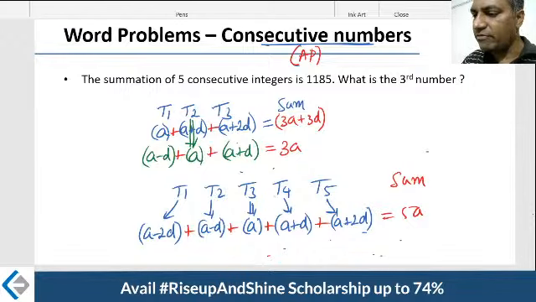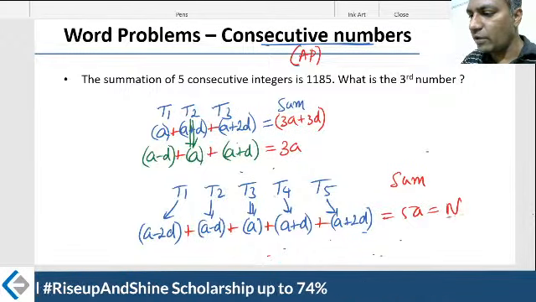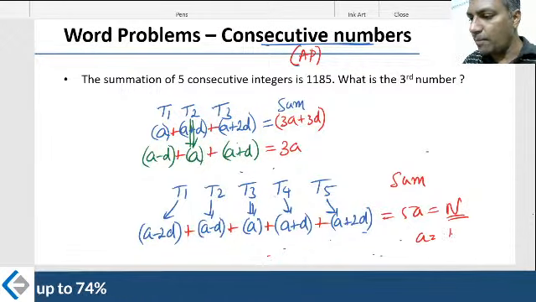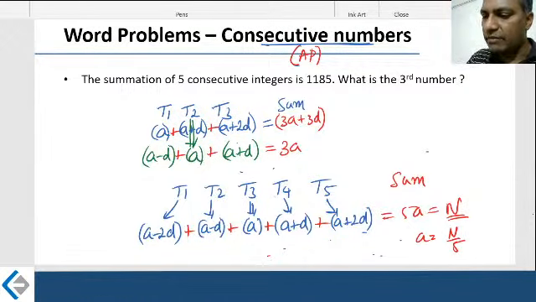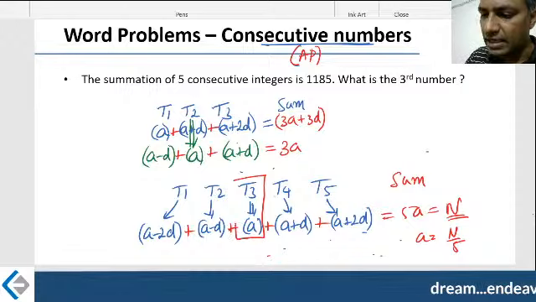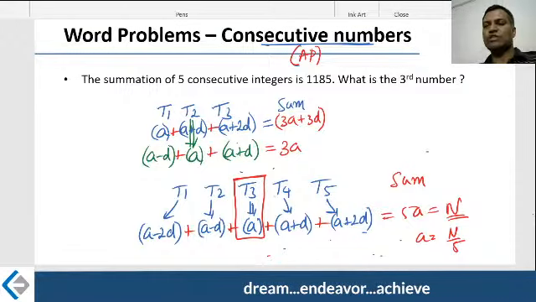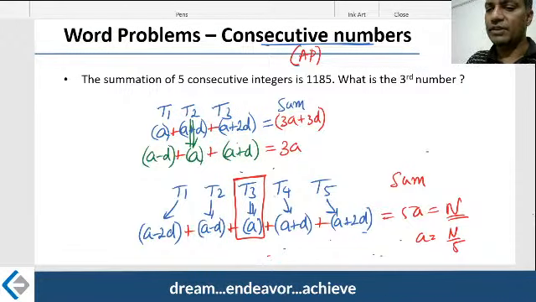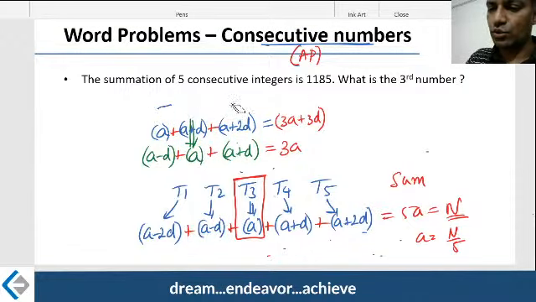What do you mean by 5a? 5a is equal to some number which the author would have given. So therefore, a is equal to that number divided by 5. If I do number divided by 5, what do I get? I will get the middle number. That is what I started with. Now look at this question. With that perspective, now let's take a look at this question.